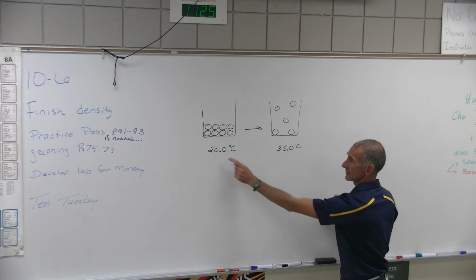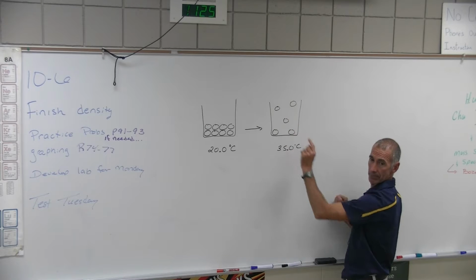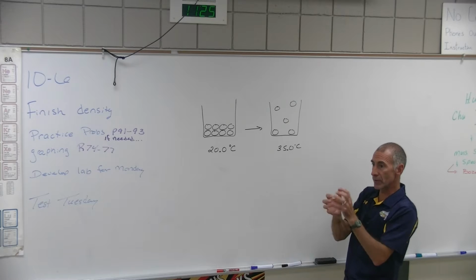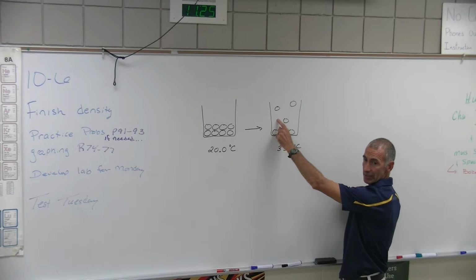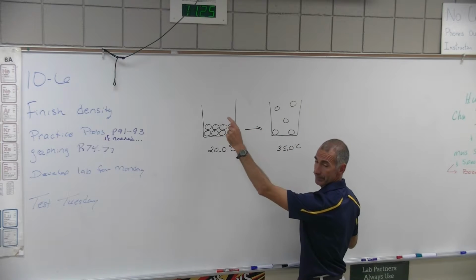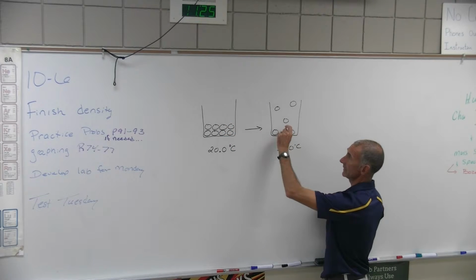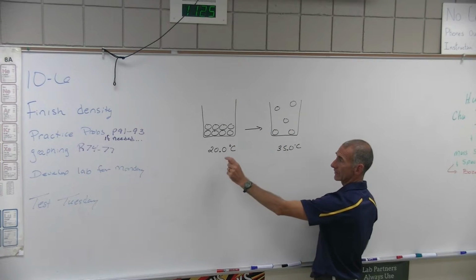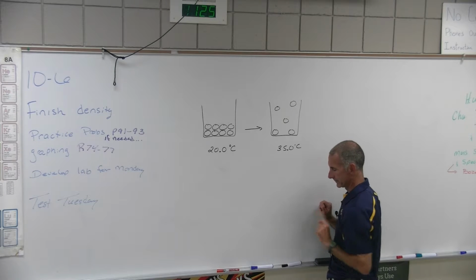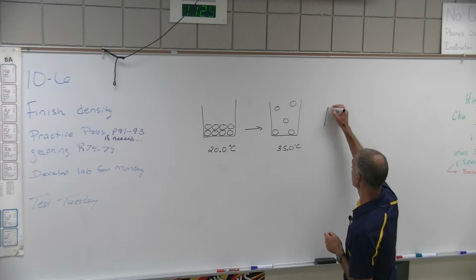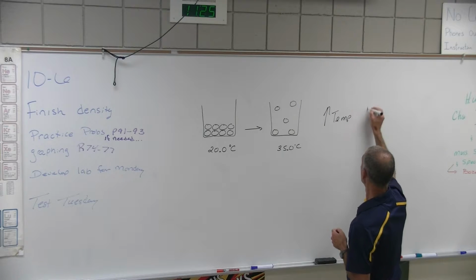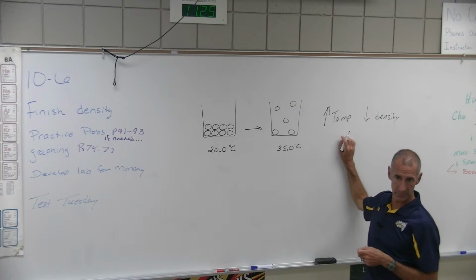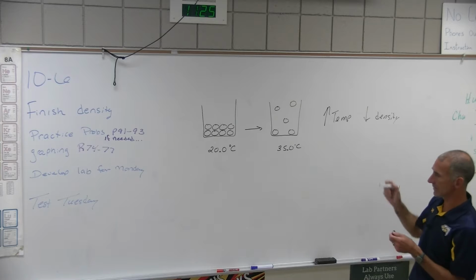But when I heat the substance up, what happens to my molecules? They spread out. They get more energy. They vibrate more. They break away from each other, and then they spread out. So the density here is less than the density here. Less. So this is less dense. So what's the connection between temperature and density? The hotter, the less dense it is. Okay, so if I increase temperature, I decrease density. And vice versa.